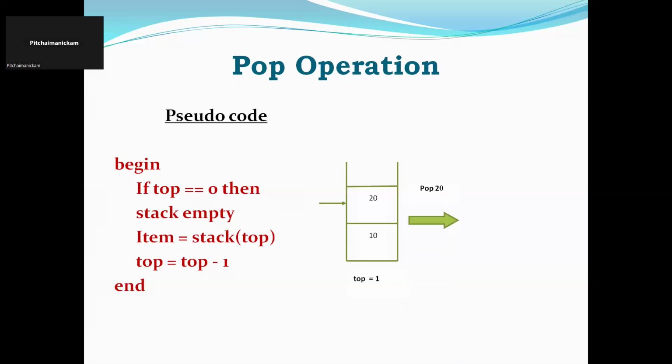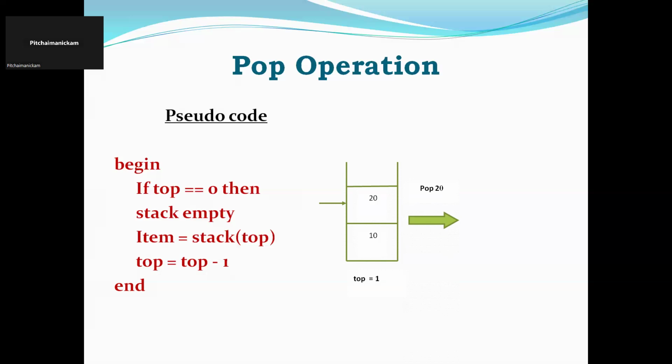So pop the element is 20. How are we going to do that? We just decrement the top in our stack. There are some elements available, so it is not empty. The top of the stack pointer is equal to 1. So if the condition is false, we just move on to the else part.